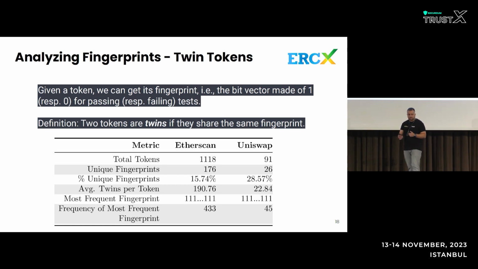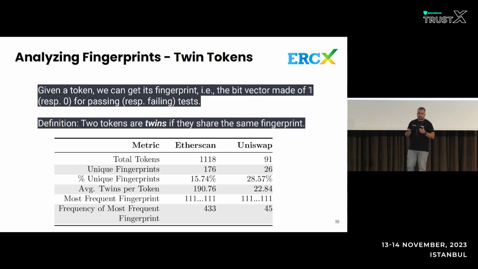We looked at different metrics on Etherscan and Uniswap, such as the number of unique fingerprints, the proportion of unique fingerprints, the average number of fingerprints per token, and the most frequent fingerprint. For instance, here you can see that the most frequent fingerprint is the one where every test is passing, confirming again the previous observations we made. But you can also see that there is quite a large number of twins on those lists of tokens, ranging from 50% to almost a third of tokens.